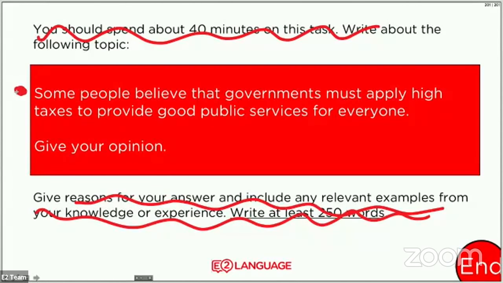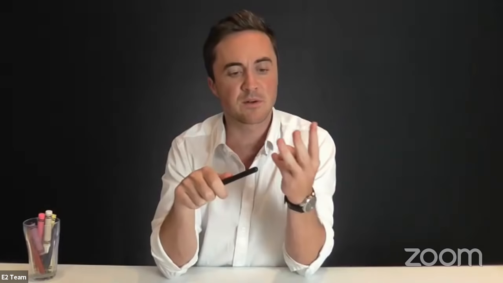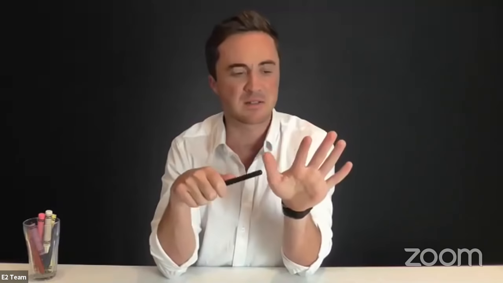Some people believe that governments must apply high taxes to provide good public services for everyone. Give your opinion. Okay. Let's think about this for a minute. So, taxes. Ugh, how boring. Anyway, maybe you're an accountant. Maybe you love this. I'm not sure. But the controversial statement here is that governments must apply high taxes so that we can look after public services. What are public services? Schools, hospitals, roads, transport, parks, stuff like this, right? That's what the taxes pay for.